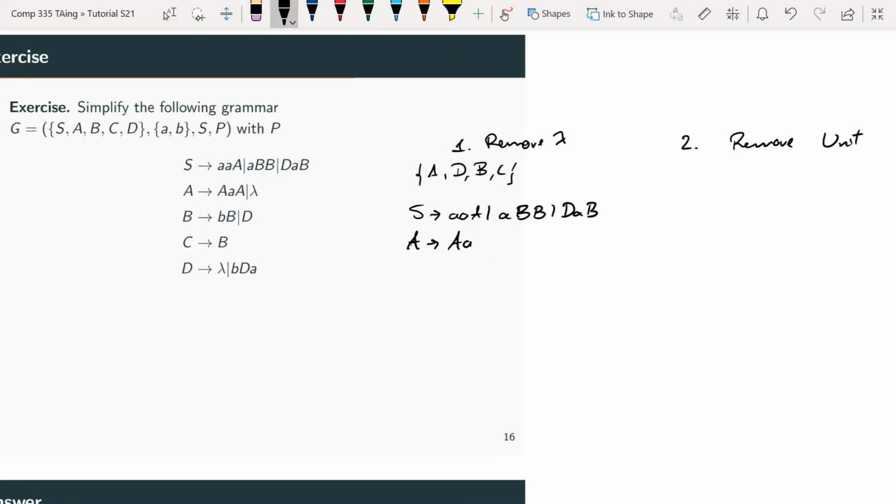So A, B gives me B. Notice I didn't rewrite A gives me lambda, of course. C gives me B, and D gives me BDA. All right.